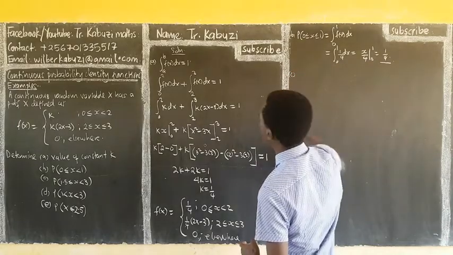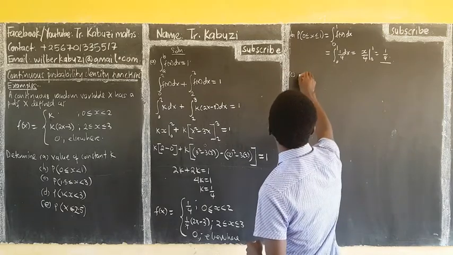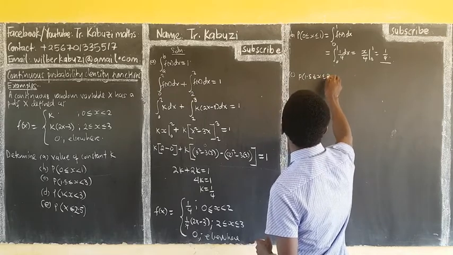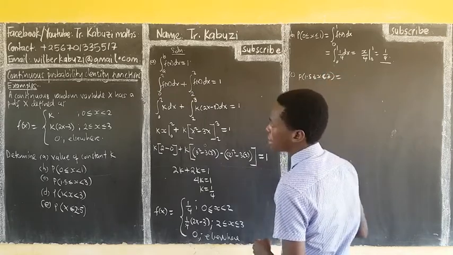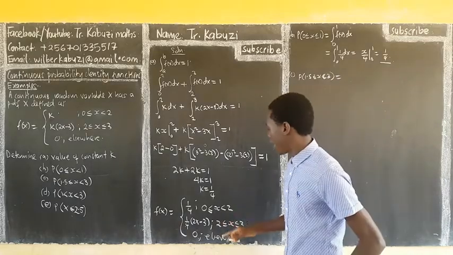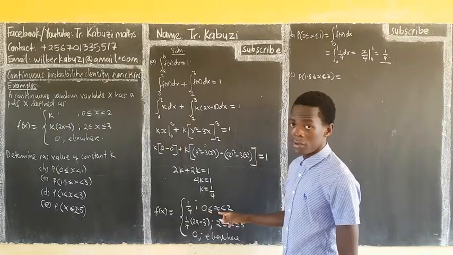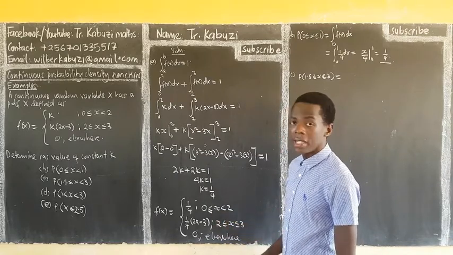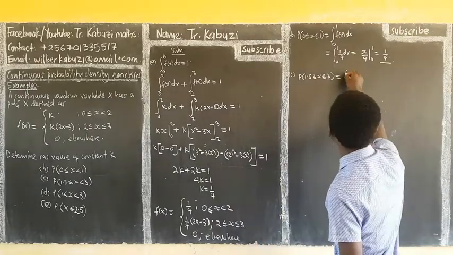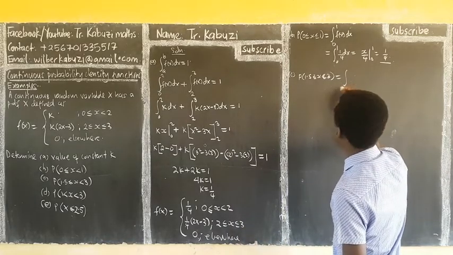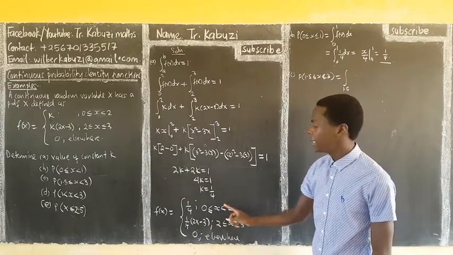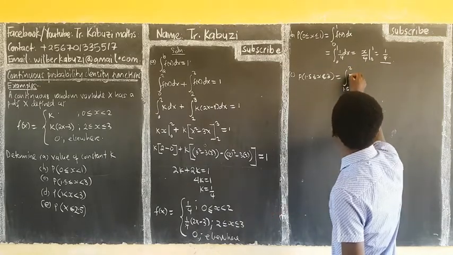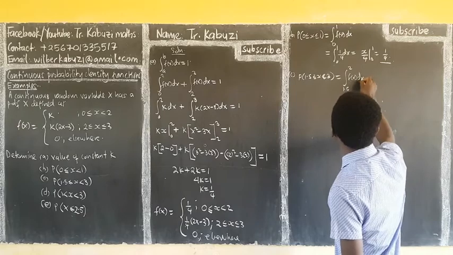When I come now to part C, they want the probability 1.5 less than or equal to x less than 3. Now from here, 1.5 is in this range, then 3 is in this range. So meaning we are going to combine the two. So this will be the integral from 1.5 as the lower limit, and the upper limit in this range is 2, so to 2, then our f of x dx, then plus.